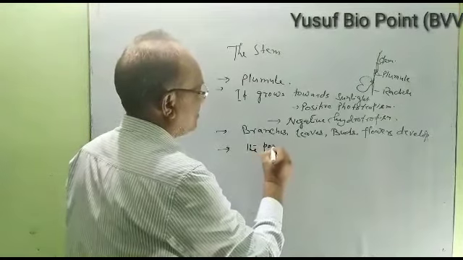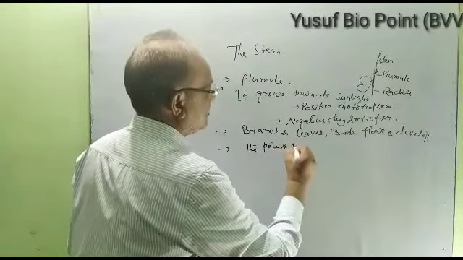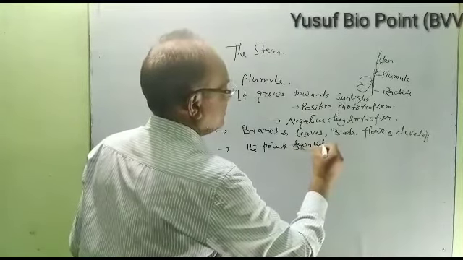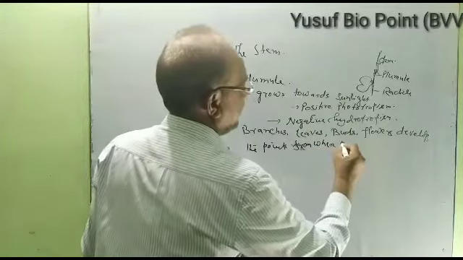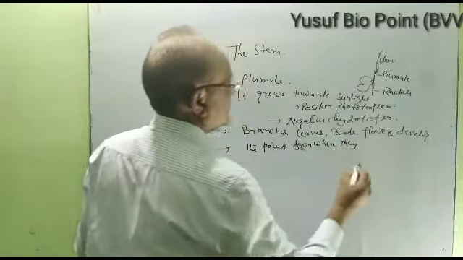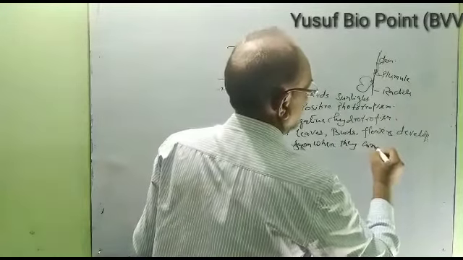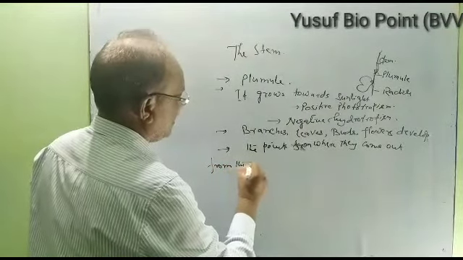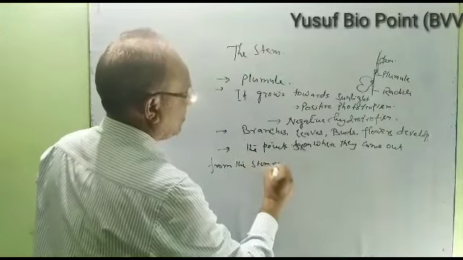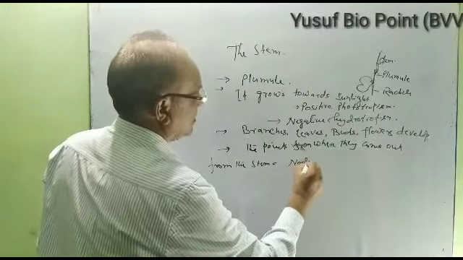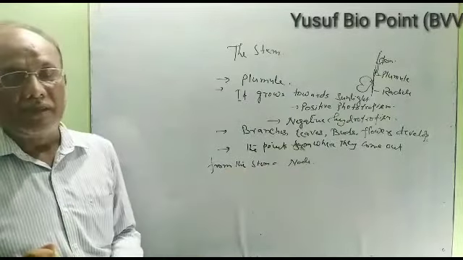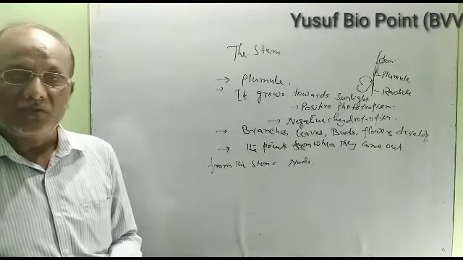The points from where they come out from the stem are called node. वह पोजीशन जहां से ये सब चीजें निकलती है, that is known as node.